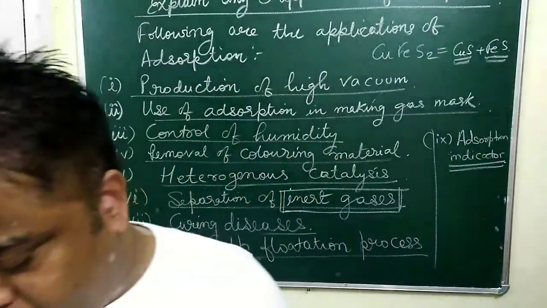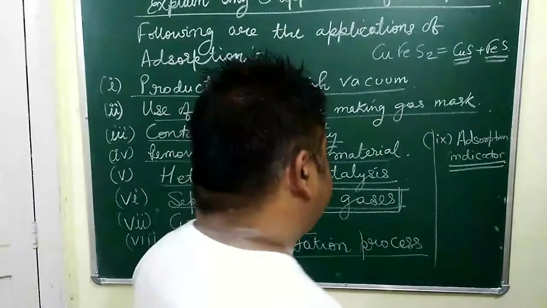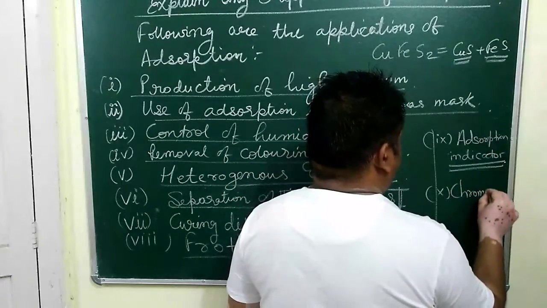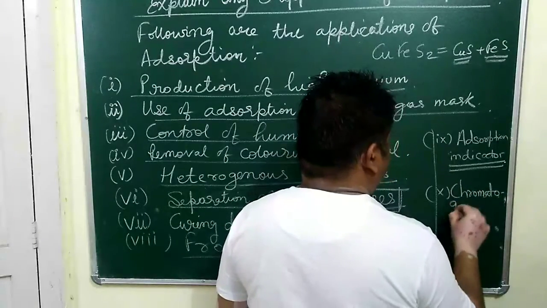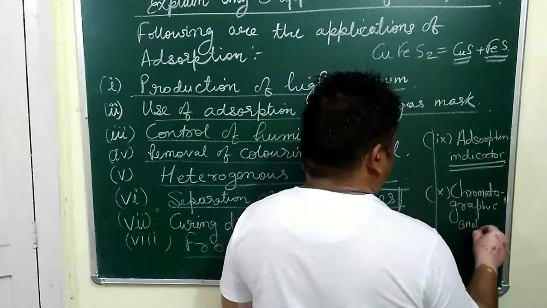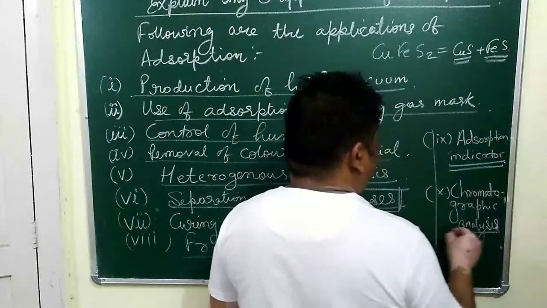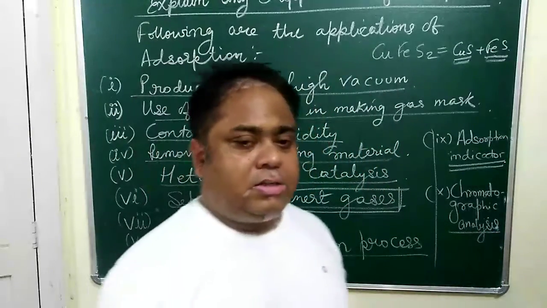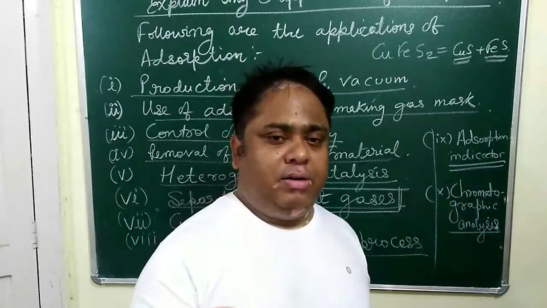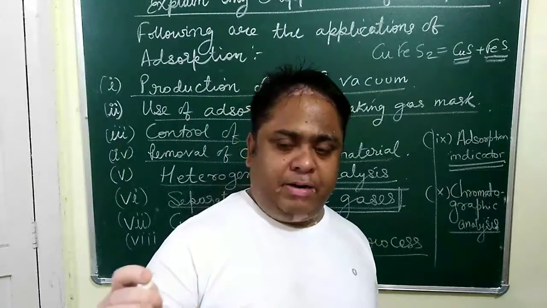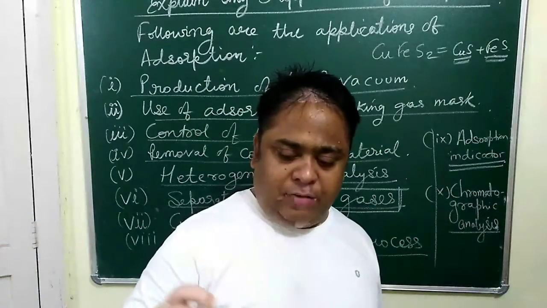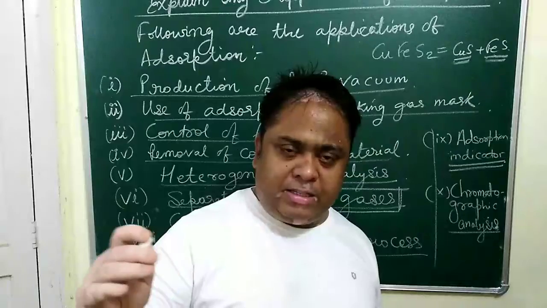Next is chromatographic analysis. What does the word chroma mean? Chroma means color, and graphic means a visual in the form of separated or well-defined separations. Graphic means visual with well-defined separations.